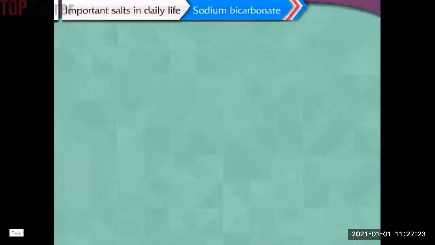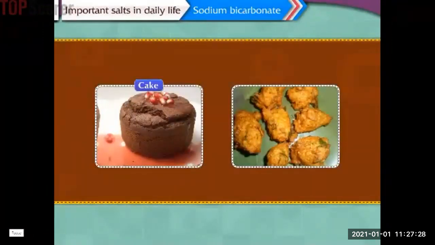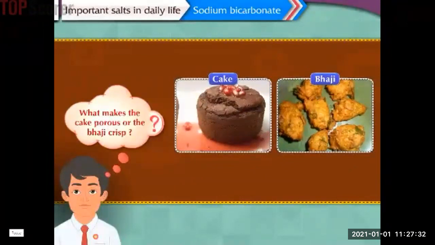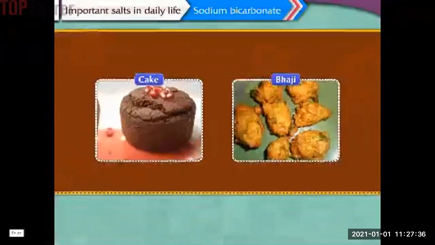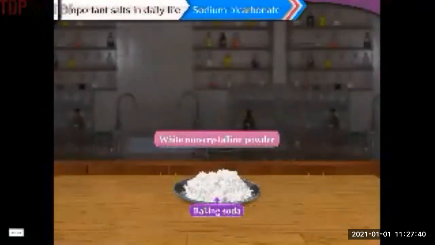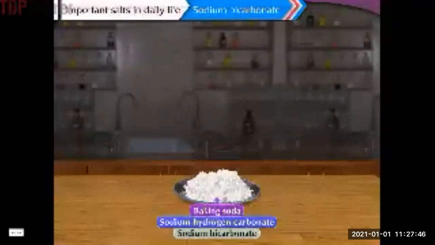Sodium bicarbonate, baking soda, NaHCO3. You must have tasted a cake and bhaji. Have you ever thought what makes the cake porous or the bhaji crisp? This is because of the baking soda added in them. Baking soda is a white non-crystalline powder. Its chemical name is sodium hydrogen carbonate or sodium bicarbonate. Its molecular formula is NaHCO3.